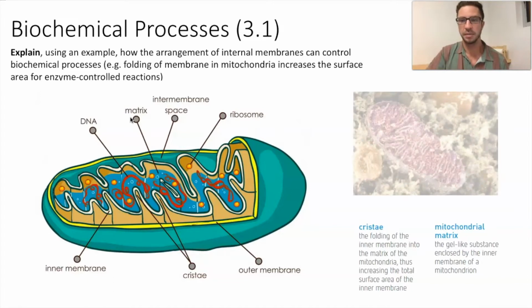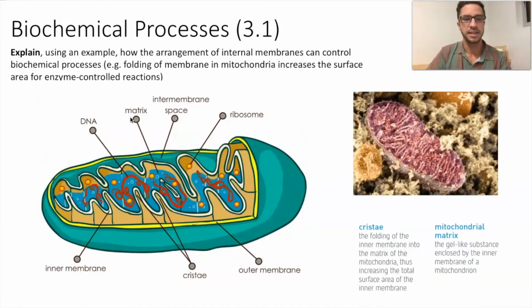Here is an image from a scanning electron micrograph of a mitochondrion in a nerve cell. So you can see in this real life mitochondrion that there's all these folds called cristae studded with ribosomes where cellular respiration is taking place, and then there's the matrix in between them. That is the inner membrane enclosed by the outer, smoother membrane. That is an example of how the arrangement of internal membranes can control biochemical processes. Cool, so let's keep moving on.